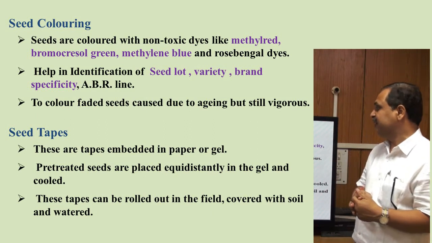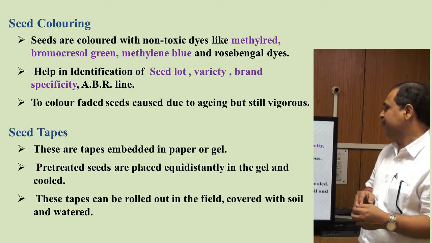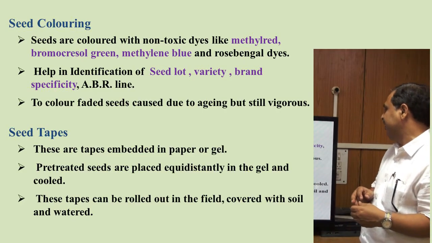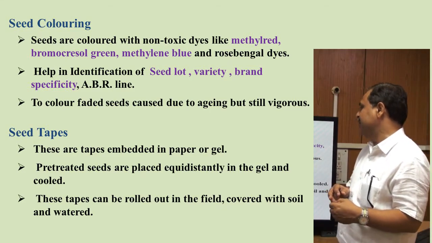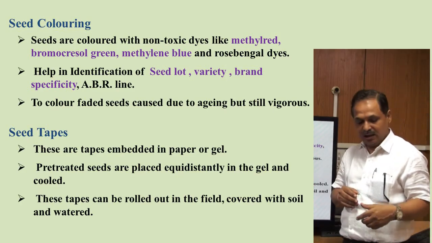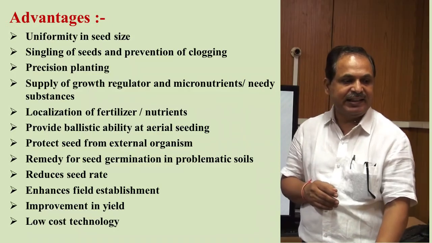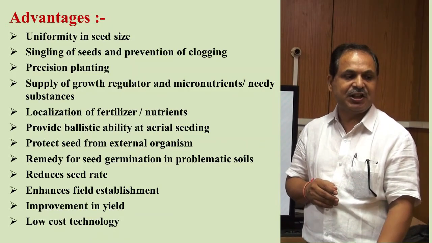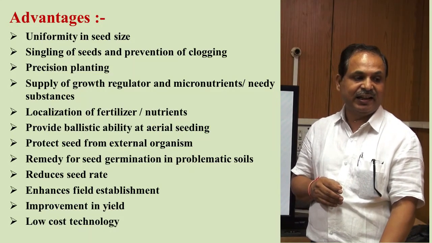Seed tapes are tapes embedded in paper or gel. Pre-treated seeds are placed equidistantly in the gel and then cooled. These tapes can be rolled out in the field and covered with soil and water. So these are some of the advantages of these special seed treatments, such as uniformity in seed size.